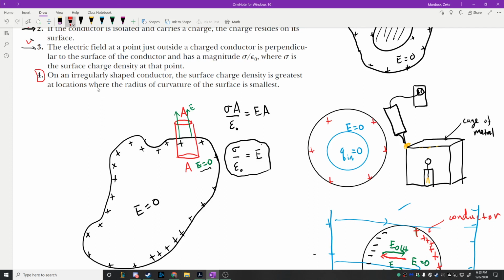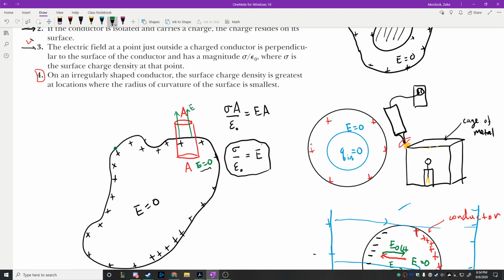The fourth one basically says, at places where you have really sharp points, like here, the electric field is going to be the largest. Oh, I got to prove why it can't be perpendicular. That's my bad. The reason why it can't be perpendicular is, suppose that, that's a really good question. Thanks for bringing it up.